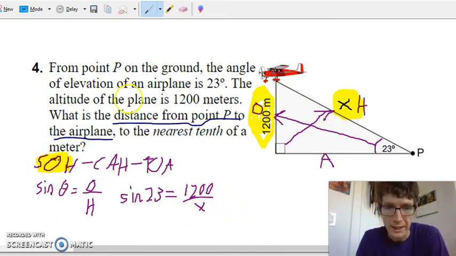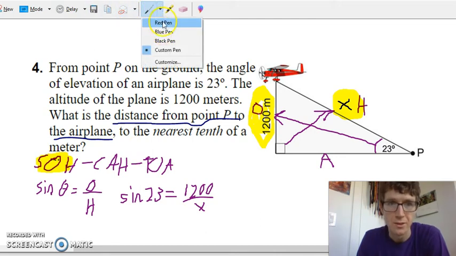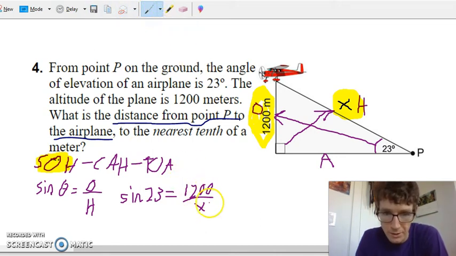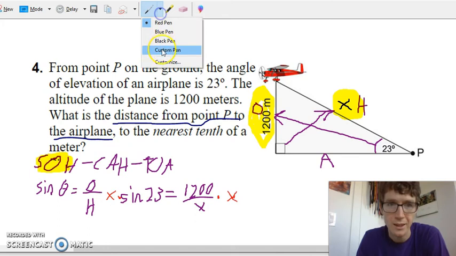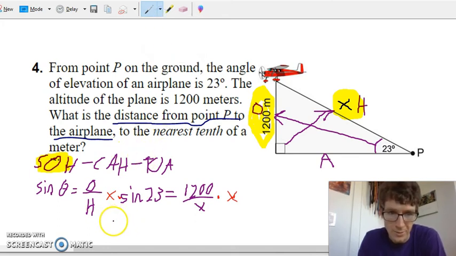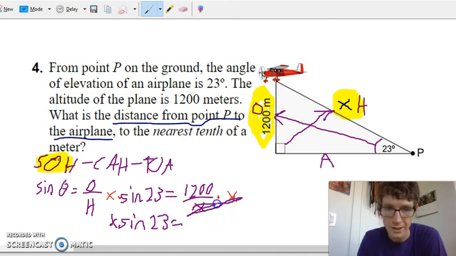So what we want to do is get x by itself. The algebra I like to do is multiply both sides by x. Multiply by x, multiply by x. So then the next line, you'll have x times the sine of 23, since 23 is our theta, is equal to, and then the x's cancel over here, so it'll just be equal to 1200.